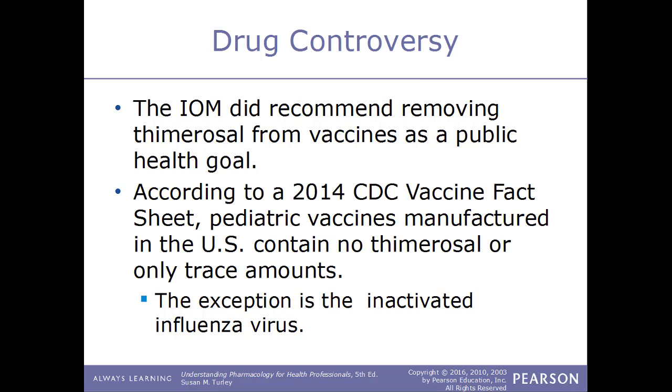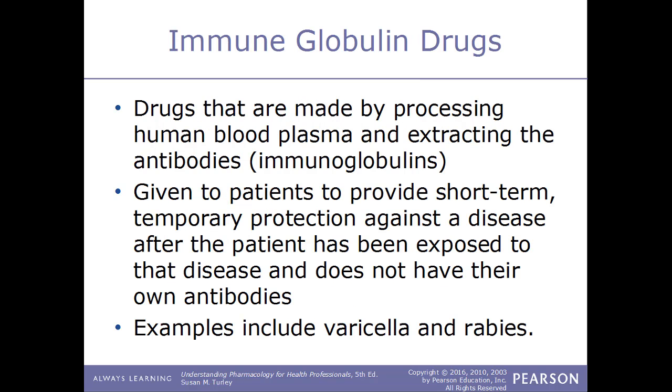According to a 2014 CDC vaccine fact sheet, pediatric vaccines manufactured in the U.S. contain no thimerosal or only trace amounts. An exception to this is the inactivated influenza virus. Now we'll move on to immune globulin drugs.